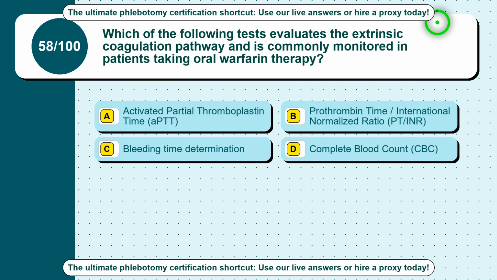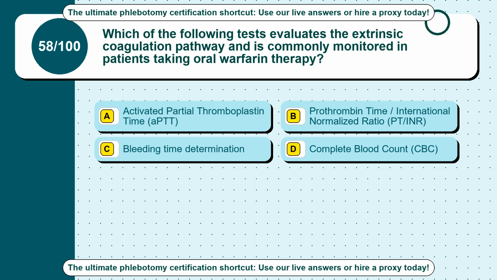Question 58. Which of the following tests evaluates the extrinsic coagulation pathway and is commonly monitored in patients taking oral warfarin therapy? Option A, activated partial thromboplastin time, APTT. Option B, prothrombin time / international normalized ratio, PT/INR. Option C, bleeding time determination. Option D, complete blood count, CBC.